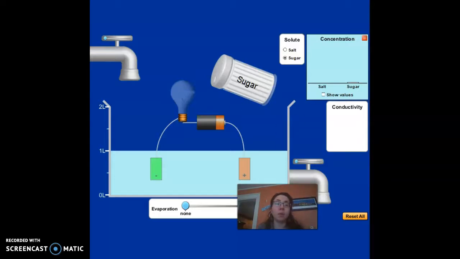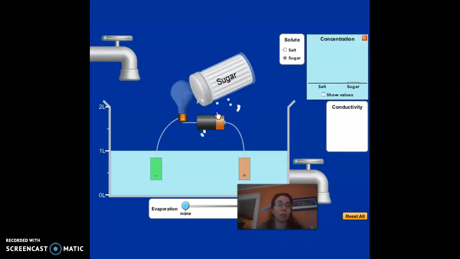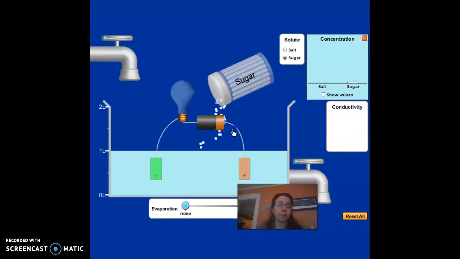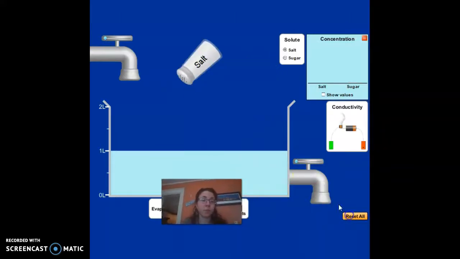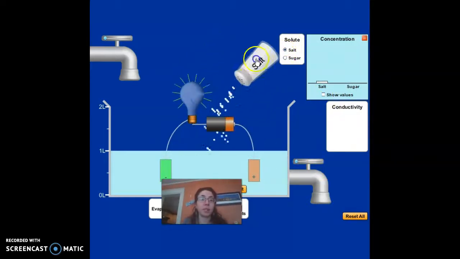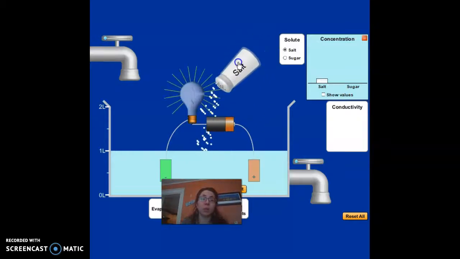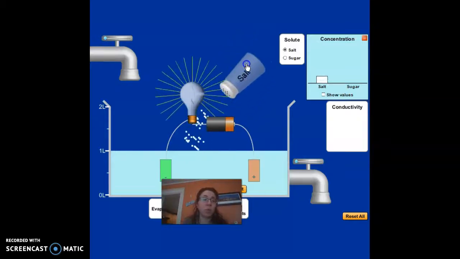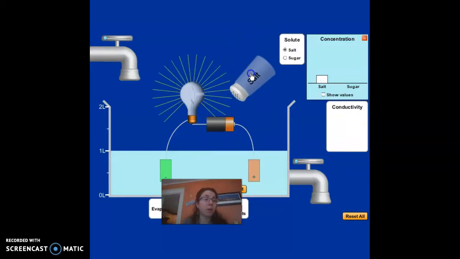So think about what you just observed and make sure you complete questions 2 and 3. How did we get that light bulb to glow really brightly? Can I keep adding sugar? Will that work? What about salt? Will salt matter? And do I want more salt or less salt? We also can look at the amount of water that we have. What if I add a little bit of water?